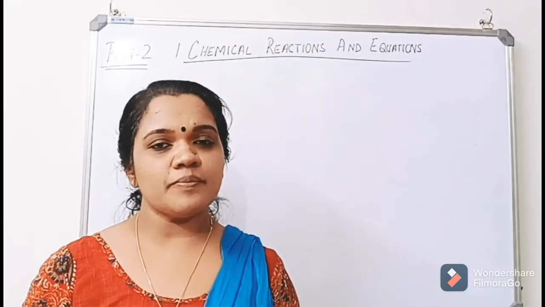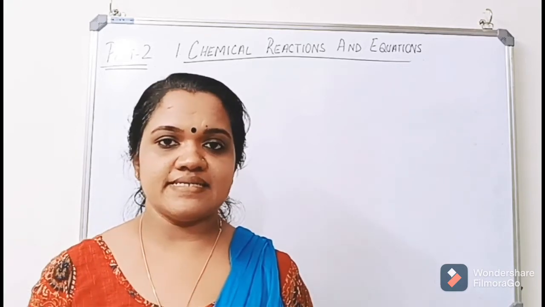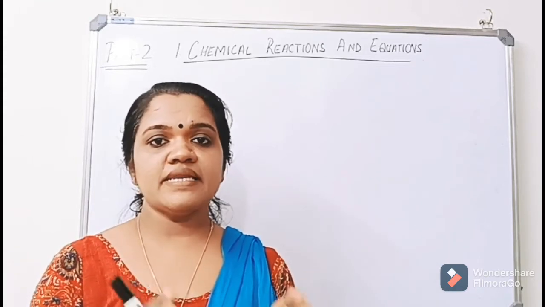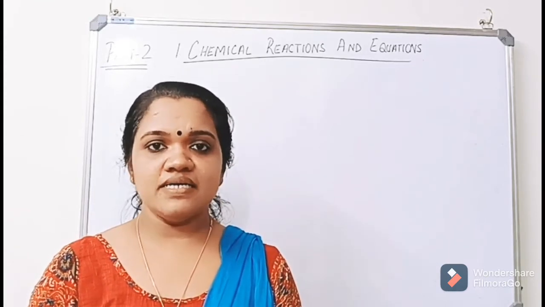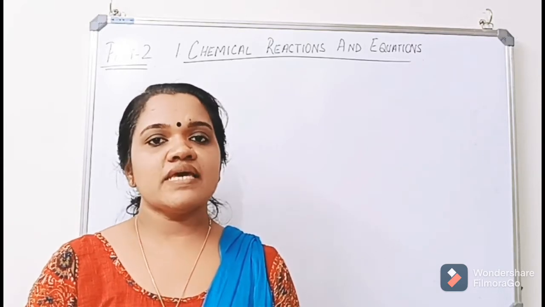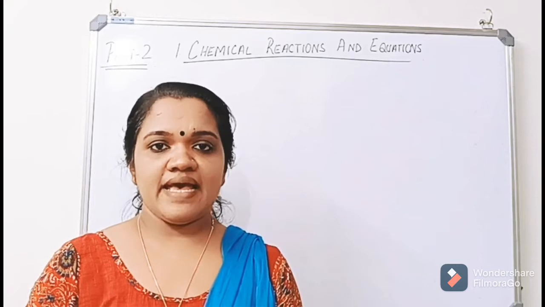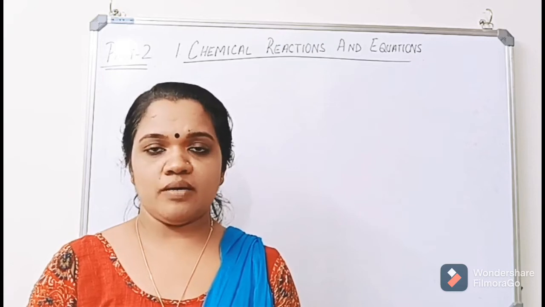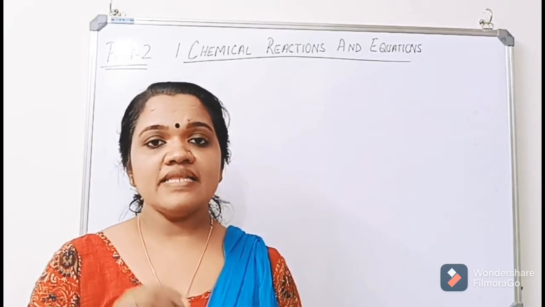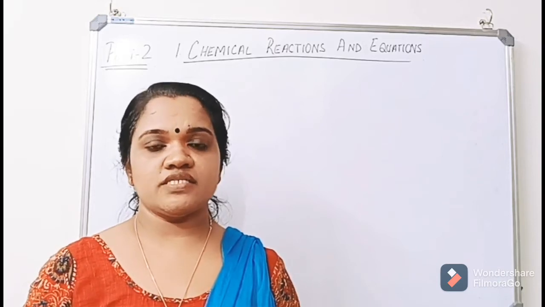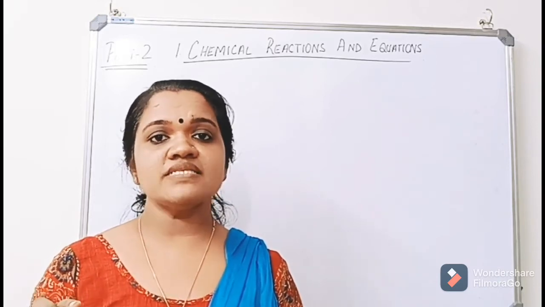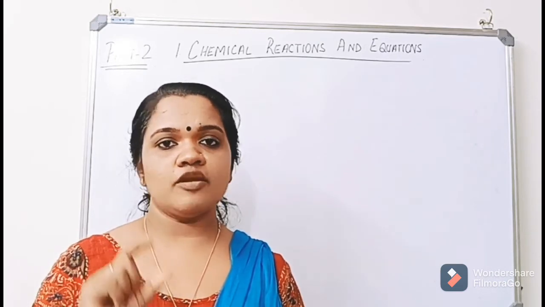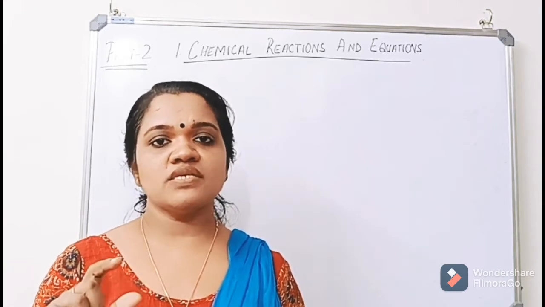It is very difficult to represent a chemical reaction using a sentence. So we use the shortest method to represent a chemical reaction, and that method is the chemical equation. So we can conclude that a chemical equation is the shorthand representation of a chemical reaction using chemical formulas. In that we will write the chemical formula of the reactants and the product, not the names of the chemicals that take part in a chemical reaction. Only the shorthand representation of the reaction using chemical formulas.